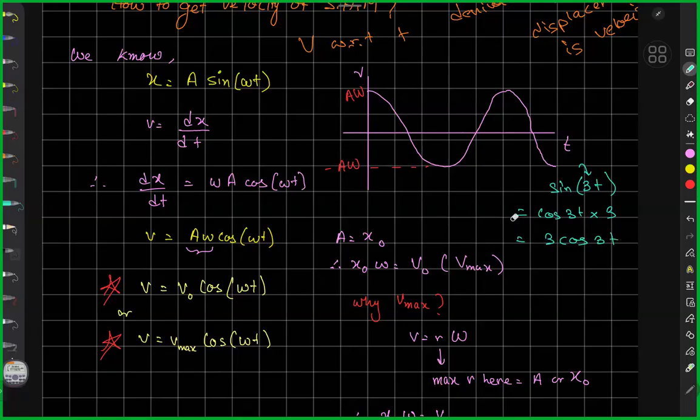Fair enough. What would happen if it was 4 sine 3t? Now tell me, what is the derivative? 12 cos 3t. Perfect. So what did we do? We simply took the derivative of 4 sine 3t first, which is 4 cos 3t, times the derivative of whatever is inside the parenthesis, which is 3. So I get 4 times 3, 12 cos 3t.